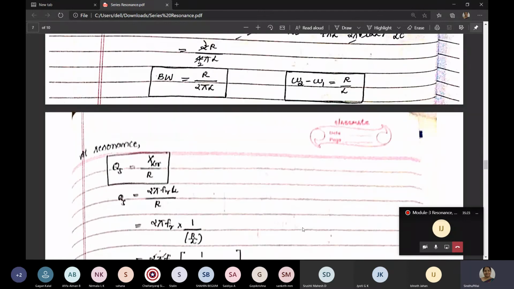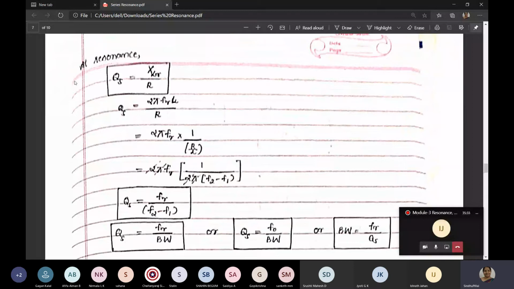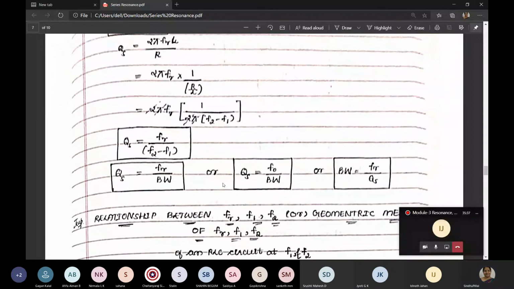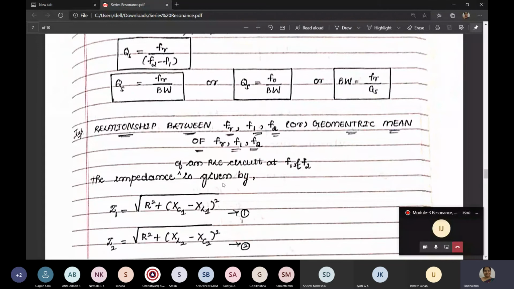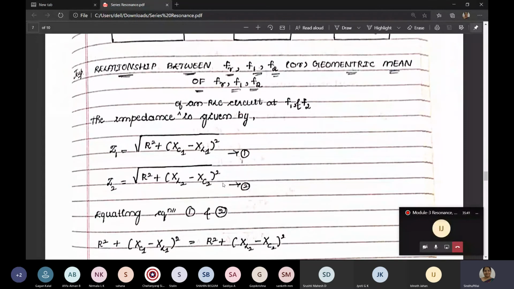This R by L we got from here. Say this is R by L. R by L is nothing but bandwidth, which is F2 minus F1. So 2 pi into F2 minus F1, that is written here. So they are the different expressions for quality factor and bandwidth.